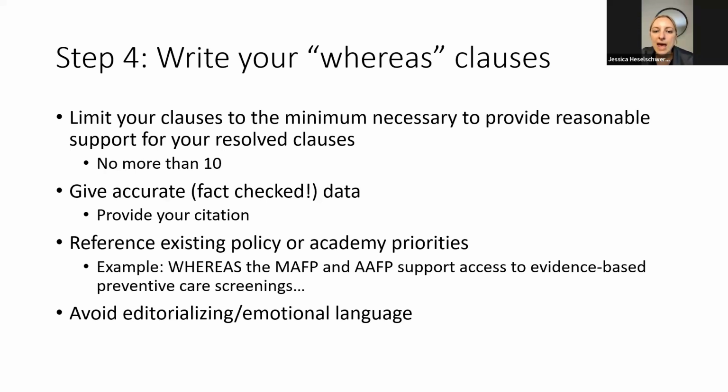You want to provide accurate and fact-checked data, and you can provide your citations too. That can be helpful in case somebody does want to go in and look more information up if they're not super familiar with the topic. And we can reference existing policy or existing academy priorities, as I mentioned before. We do want to avoid any editorializing or emotional language, because although some of these can become pretty emotional for us, we can feel really passionately about them, but we want to make sure that we're just sticking to very bare bones, professional, objective language in our clauses.